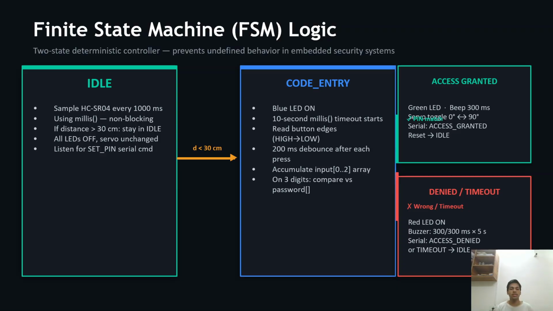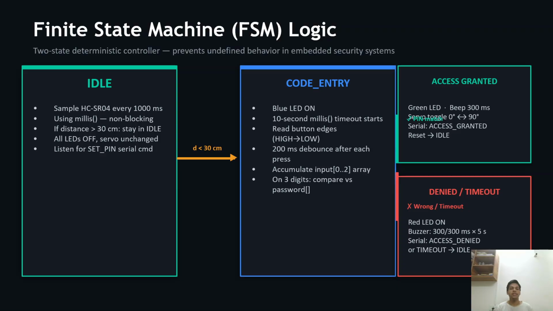Our FSM has two states, idle and code entry. In the idle state, the system is just watching. Every 1000 milliseconds, or as we say, every second, it fires the ultrasonic sensor and measures distance. If the distance is greater than 30 centimeters, nothing happens and it moves back. If the distance drops below 30 centimeters, meaning someone is standing close to the door, the FSM transitions to code entry. The blue LED lights up and a 10-second timer starts, and the system waits for button presses.